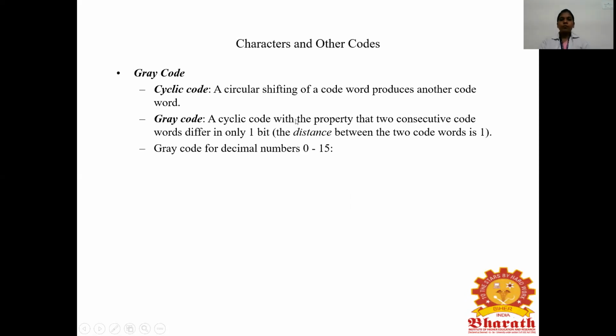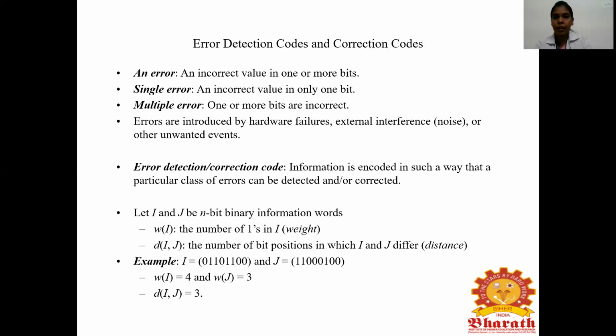Next is the Gray code. Gray code is nothing but a cyclic code. A circular shifting of a code word produces another code word. So that is what the Gray code is. A Gray code is a cyclic code with the property that two consecutive code words differ in only one bit position. That is what the Gray code is.